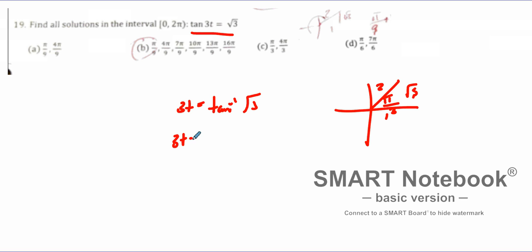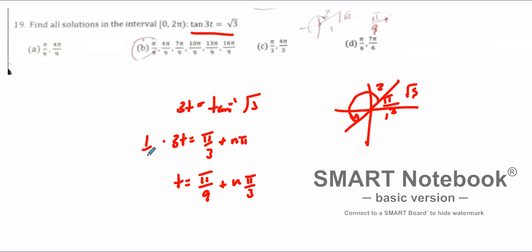So we know 3t is going to equal pi over 3, okay? And what we know is that tangent is also going to be positive in this quadrant as well. So if we go and add a pi, or n pi, to that, we'll keep on getting all of our different values, okay? And now we have to solve for t, so we're going to divide by 3, so we have pi over 9 plus n pi over 3, because we're dividing by 3, so we multiply everything by 1/3.